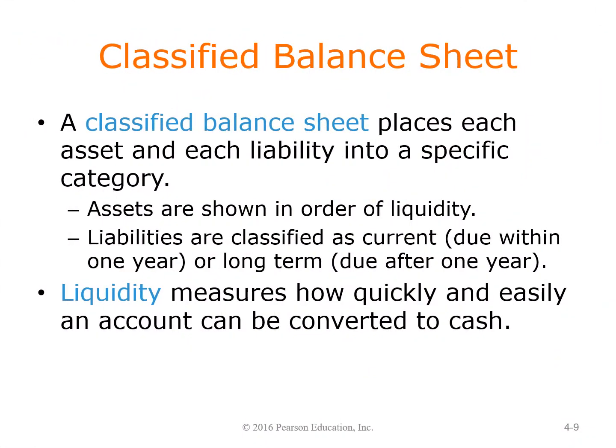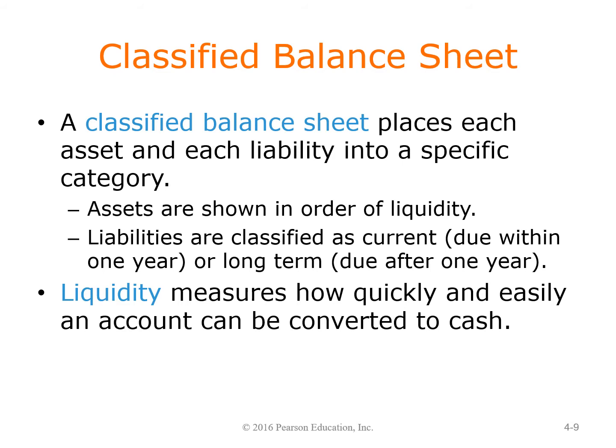Another additional piece of information that we need is how to prepare a classified balance sheet. A classified balance sheet means we are going to classify the assets and liabilities into specific categories. Of course, up to this point, we used to list the assets as they are. But starting from now, because we are almost finishing the accounting cycle, we need to know that the assets are shown in order of liquidity, and that the liabilities are classified as current, which is due within 1 year, or long term, due after 1 year.